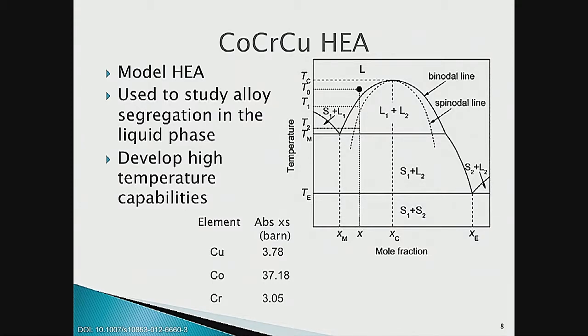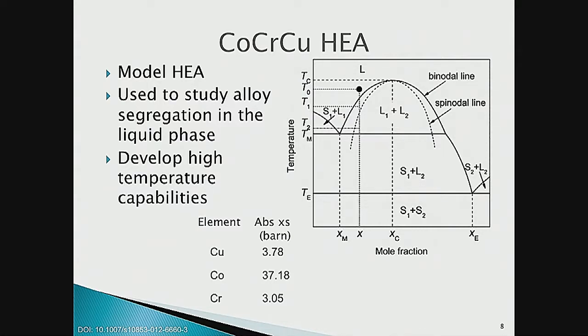So if you get to a high enough temperature, you're in a single liquid phase. However, if you're reducing the temperature, it breaks into 2 liquids with different compositions. So specifically for the system that we're working with, you get a copper-rich liquid phase, and then you get a cobalt-chrome-rich liquid phase.